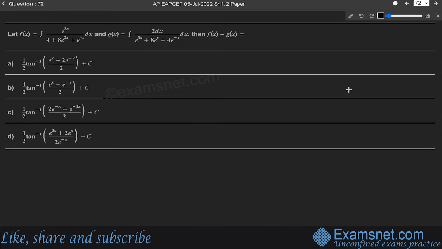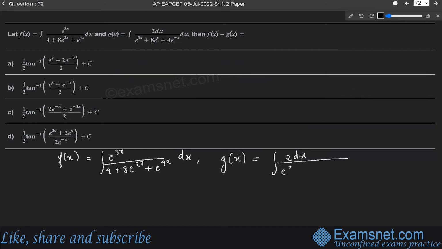Next question is, if f of x is equal to integral of e power 3x divided by 4 plus 8 into e power 2x plus e power 4x dx, and g of x is equal to integral of 2 dx divided by e power 3x plus 8 into e power x plus 4 into e power minus x dx, then f of x minus g of x is.